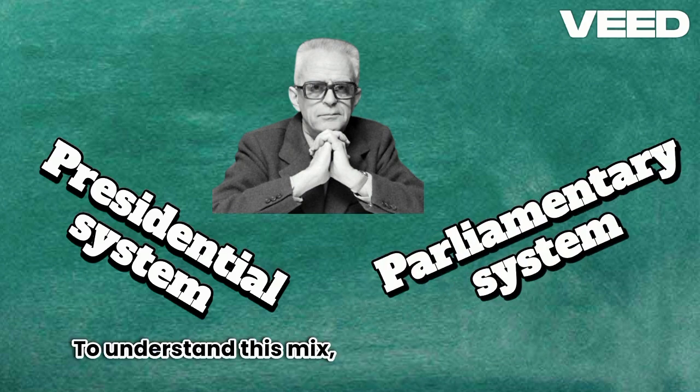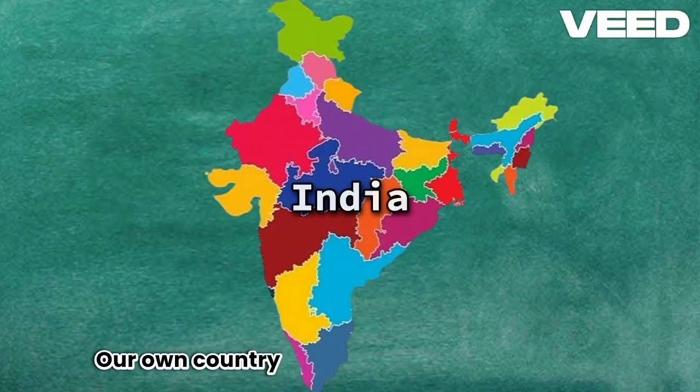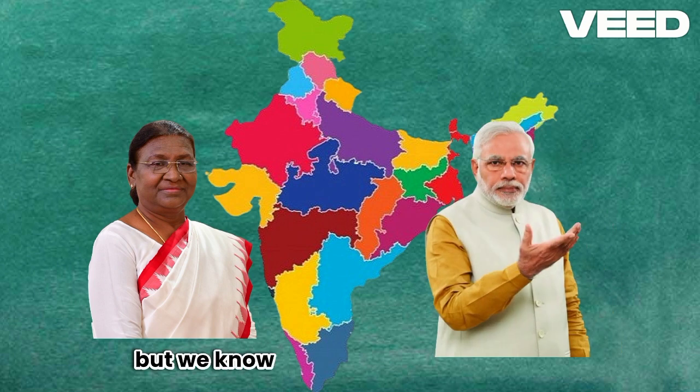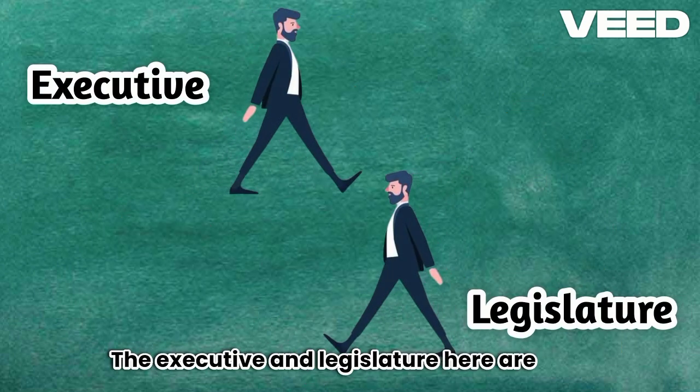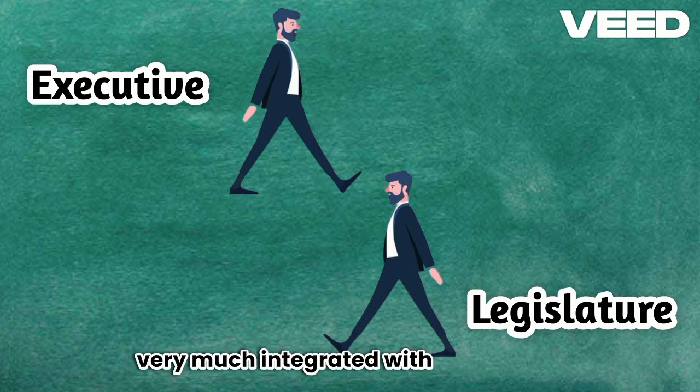To understand this mix, let's recap the benchmark features of each. Our own country operates on a parliamentary system where we have both a president and prime minister, but we know who holds the true power. The executive and legislature here are only separated by a soft line, making them very much integrated with each other.